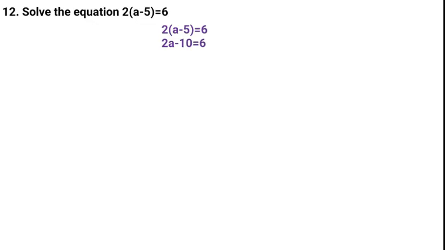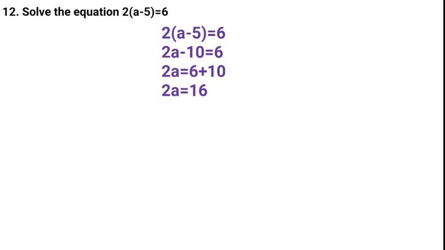Once I've done that, the next thing I'm going to do is put like terms together. So I'm going to write 2a is equal to 6, then 10 will cross the equal sign and become positive, so it's going to be plus 10. Once I've written that, I need to evaluate 6 plus 10. So 2a is equal to 6 plus 10, which is equal to 16.